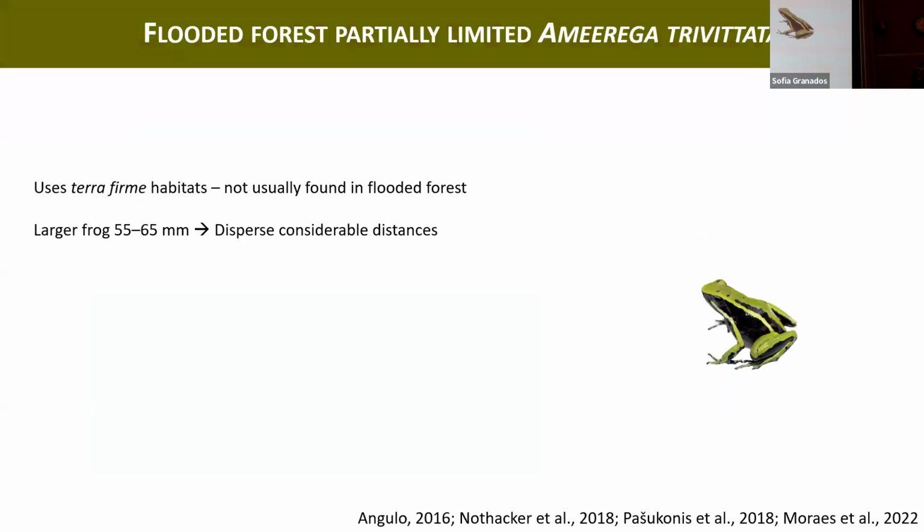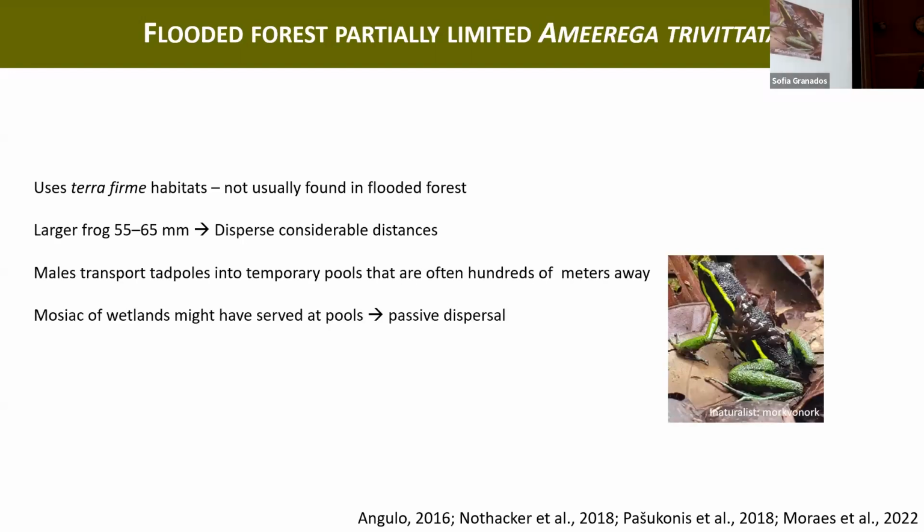So what we think is that this flooded forest might have partially limited the dispersal of these Amarega species, because they are not associated with water, with these ecosystems. They are only usually found in terra firme habitats. However, this is a very big frog. As I said before, for being a poison frog, it is a big frog, and so it also helps the dispersal. It actually travels a lot.